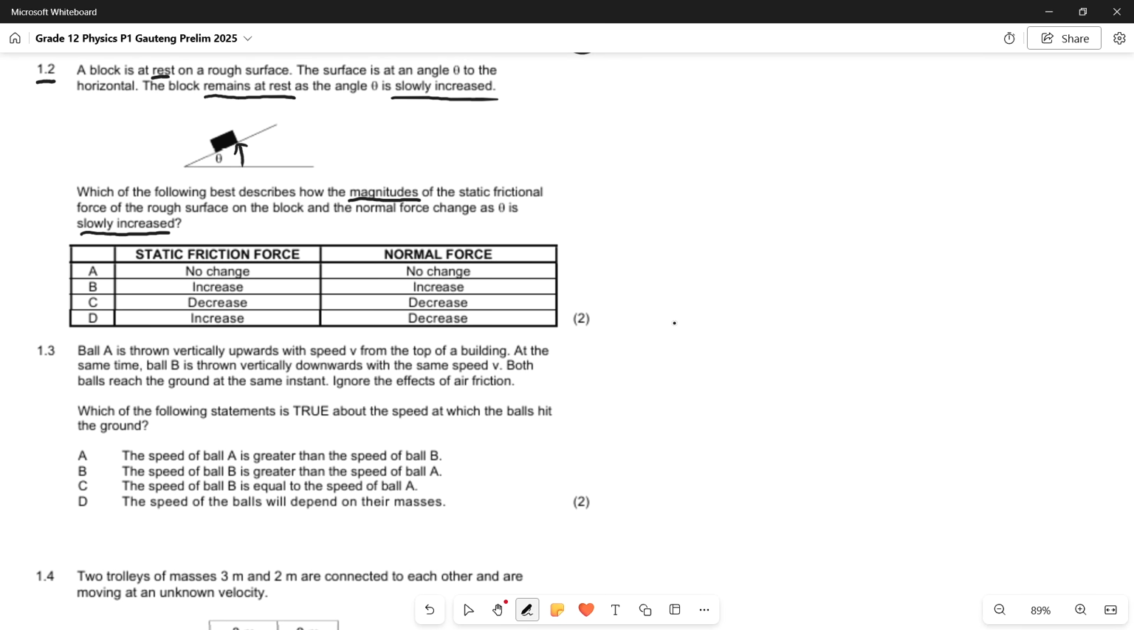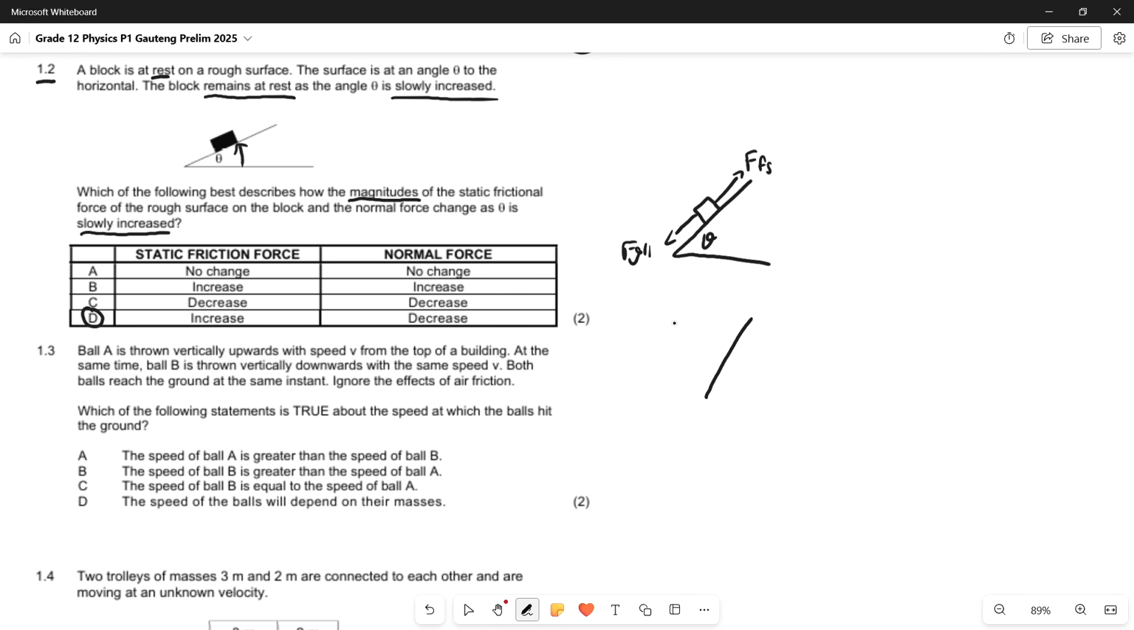We have our different combinations of static frictional force and normal force. Our answer is D over here, and we're going to explain why the static frictional force increases and why the normal force decreases. So what we have is our block in its original position over here, and this is theta. We have our frictional force, the static frictional force specifically, going up the slope, while the Fg parallel is going down the slope. These guys are in equilibrium because this block is stationary, not moving.